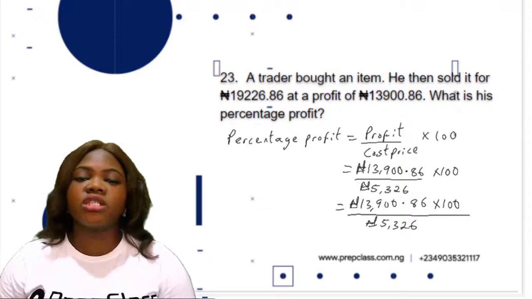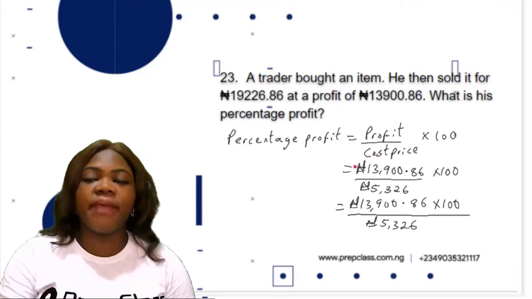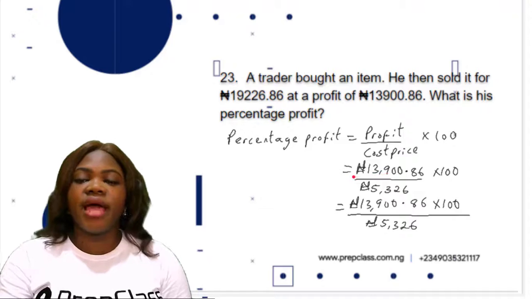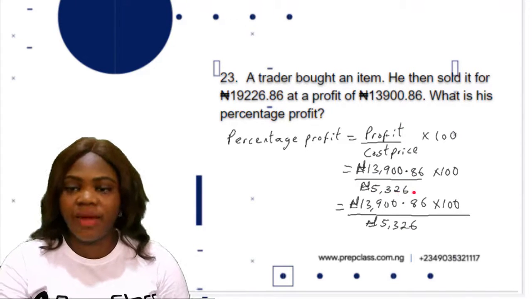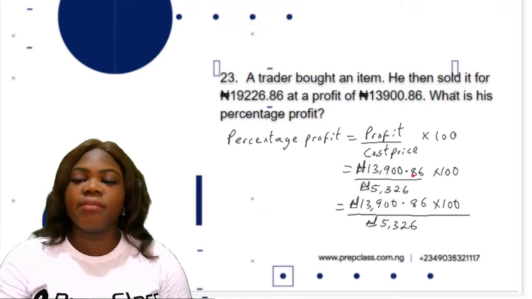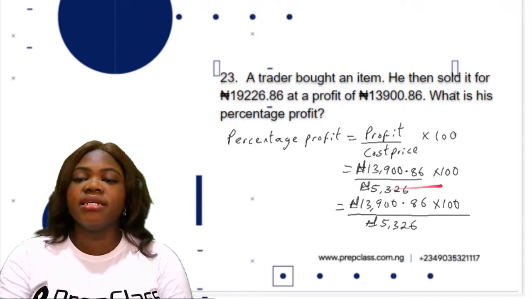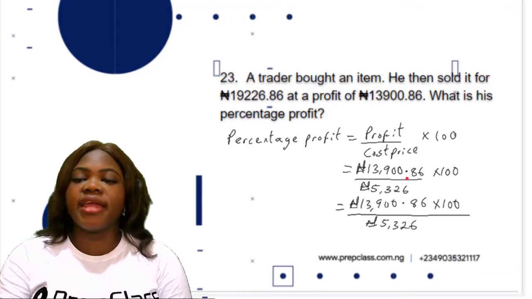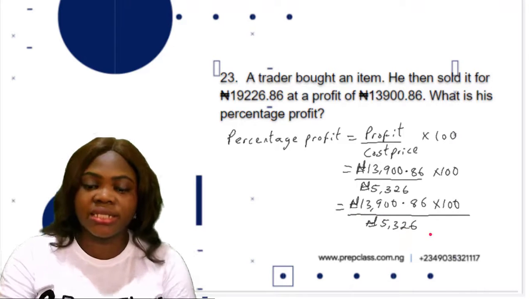So now that we know the cost price, we can find the percentage profit. Percentage profit is profit divided by cost price multiplied by 100. The profit is 13,900 naira 86 kobo and the cost price is 5,326 naira. So we have 13,900 naira 86 kobo divided by 5,326 naira multiplied by 100. So we have 13,900 naira 86 kobo multiplied by 100 divided by 5,326 naira.